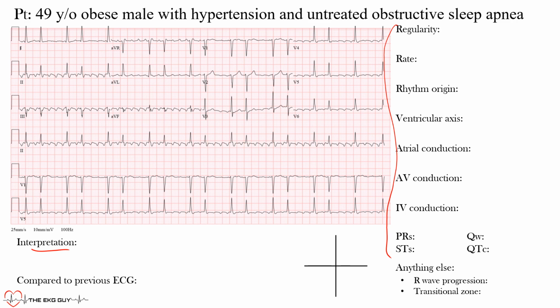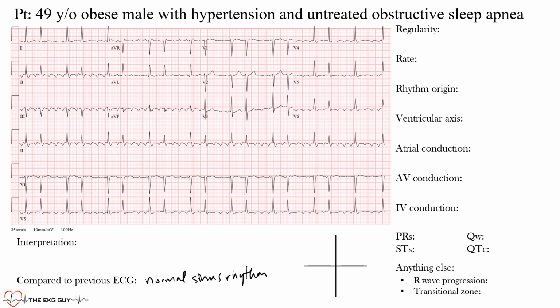So hopefully you had a chance to go through the EKG on your own and gave it a shot. Now let's walk through this, okay? And as you can see, we have a 49-year-old obese male. Actually, the BMI was 47, okay, so quite high. Hypertensive, untreated obstructive sleep apnea, and comes in with this EKG. All right, and I'll tell you, compared to previous EKG, straight from the start, his previous one showed normal sinus rhythm.